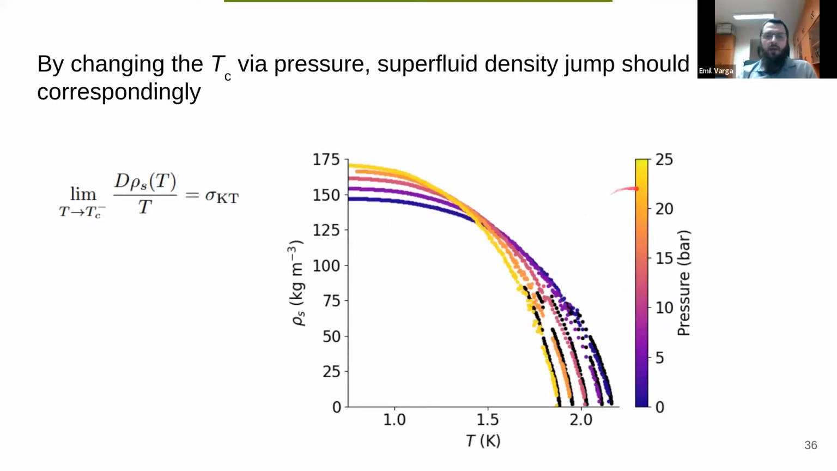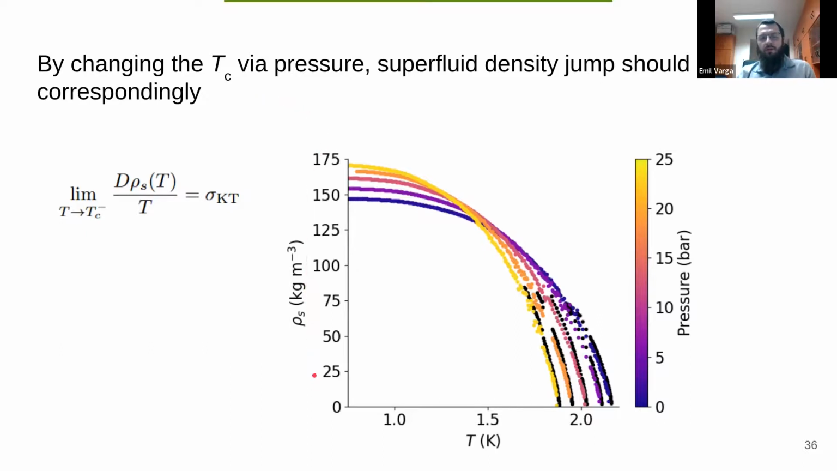Now, the way people typically tested Kosterlitz-Thouless theory in the past is they varied the thickness of the film, and thus they changed the critical temperature and the superfluid density, and the two were then related through a linear relationship. Now, in a fixed chip which has a fully confined geometry, we cannot tune the confinement in situ, but we can change the total density and bulk transition temperature by changing the bulk pressure.